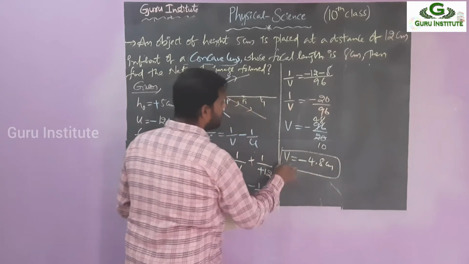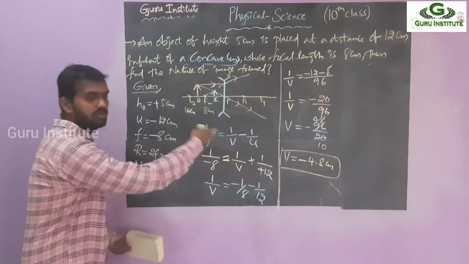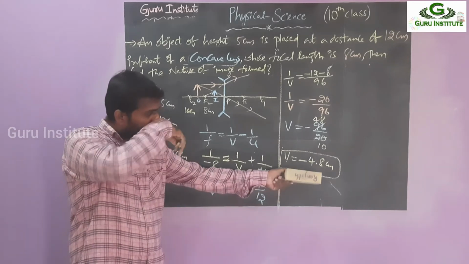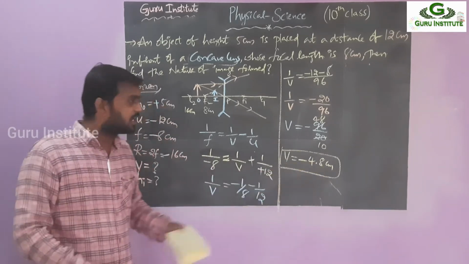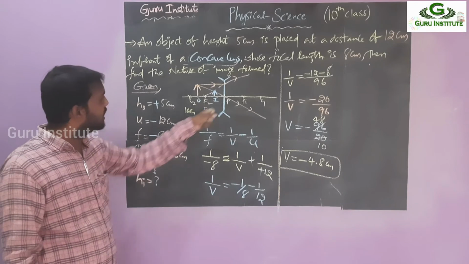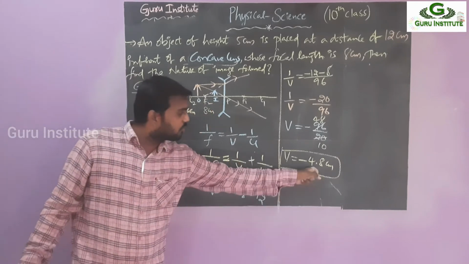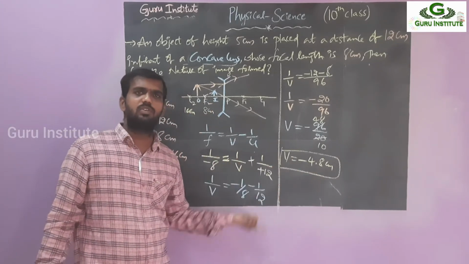Right? Let's check. V should be negative. So V should be negative. So that is correct. And V is what? Between P and F you will get the answer. What is the F value here? 8. So 0 to 8 only you will get the answer. That is only correct. So your 4.8 is between 0 to 8 only. So your answer is correct.